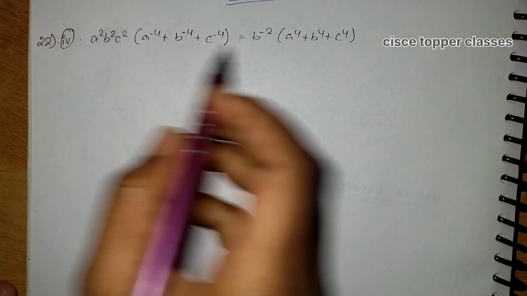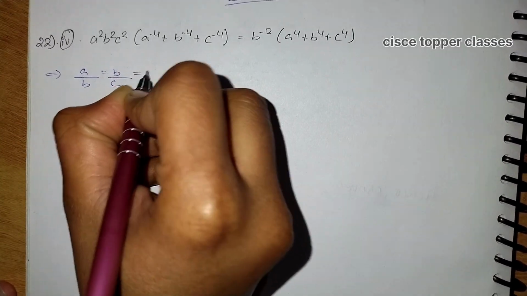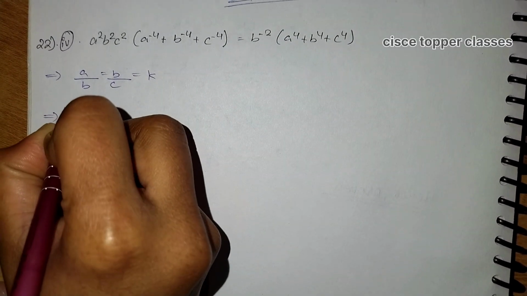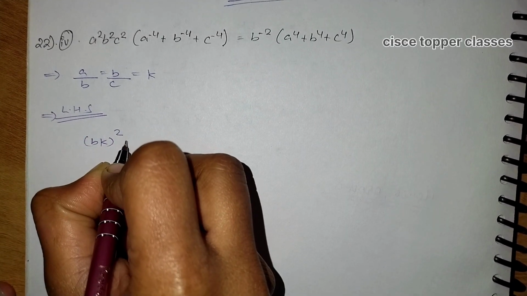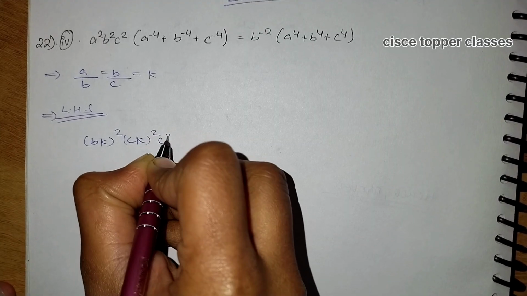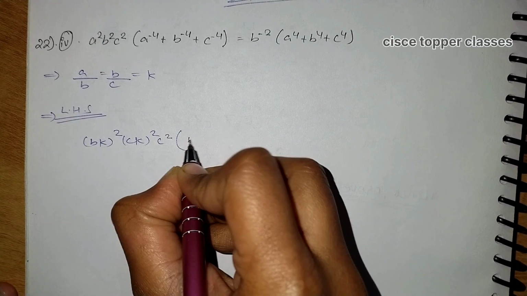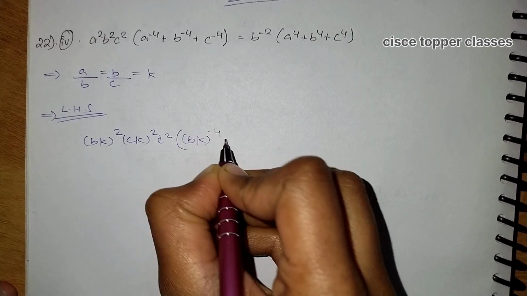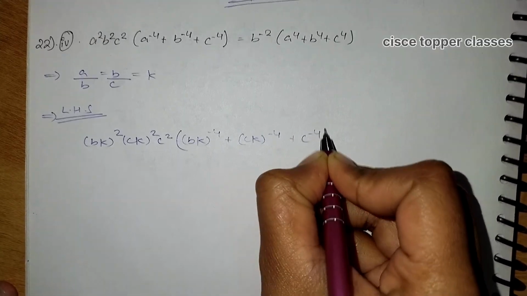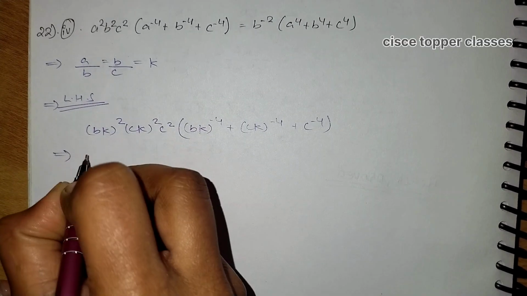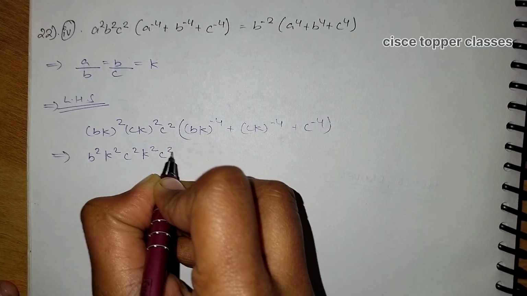Let's solve question number 22, fourth part here. Again a by b is equal to b by c equal to k. We will put the value in the left hand side here. A will become (bk)², then b², (ck)², c², a to the power minus 4. So a to the power minus 4 will be (bk) to the power minus 4 plus b will be (ck) to the power minus 4 plus c to the power minus 4. So it will become b²k²c²k² and then c².